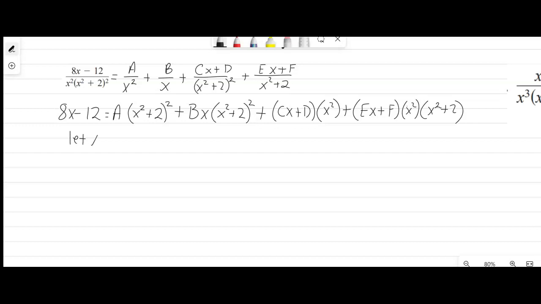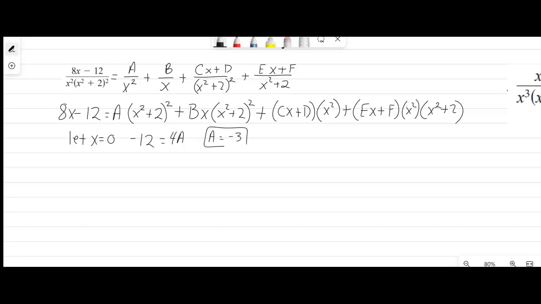Anyway, we're going to let x equal 0 because that's what makes x squared equal 0. And that's going to give us negative 12 equaling 0 plus 2 is 2, squared is 4a. The rest of these, 0 is going to make them all equal 0, so they're gone. We know that a equals negative 3.